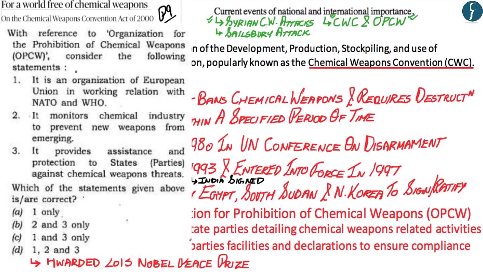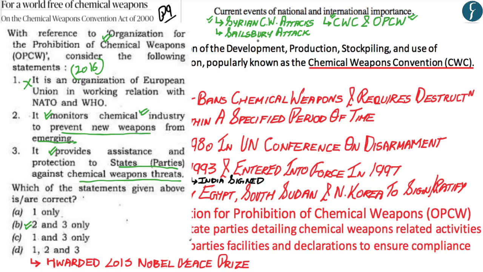And it is within that context that a question was asked in the prelims of 2016 with regards to the basic features of OPCW, wherein you understand that OPCW is not an organization of the European Union. And apart from this, you also understand that the OPCW does monitor the chemicals industry to prevent any new weapons from emerging. And lastly, you also understand that OPCW does provide assistance and protection to state parties against chemical weapon threats. And so the correct answer to this question would be B, 2 and 3 only.